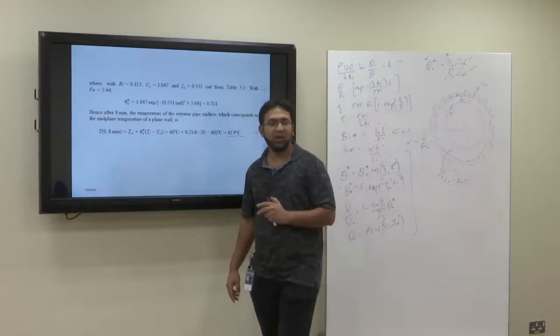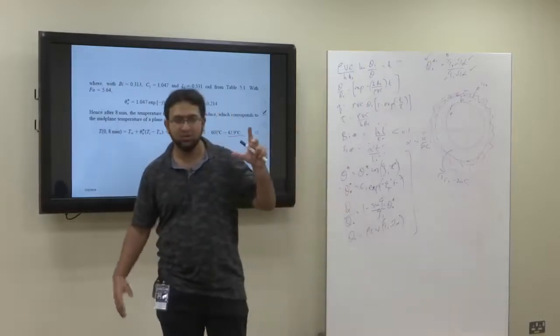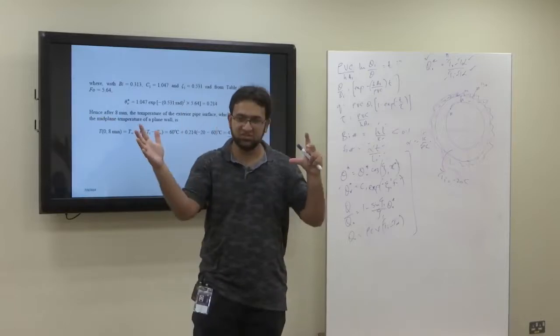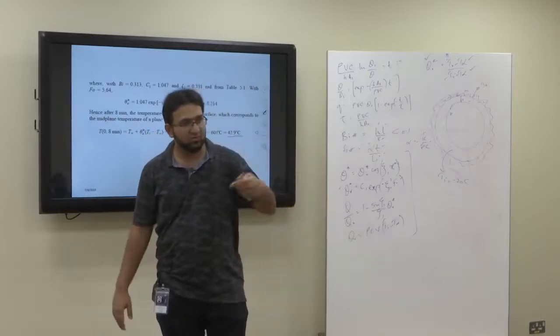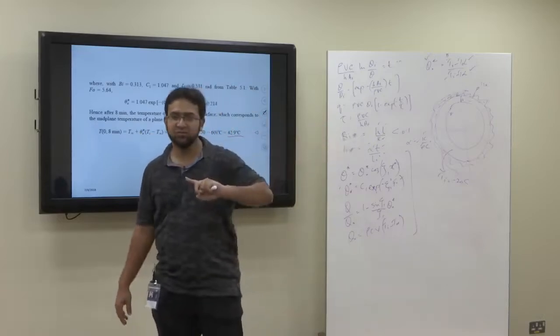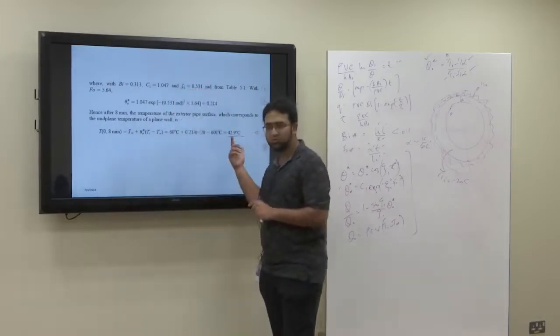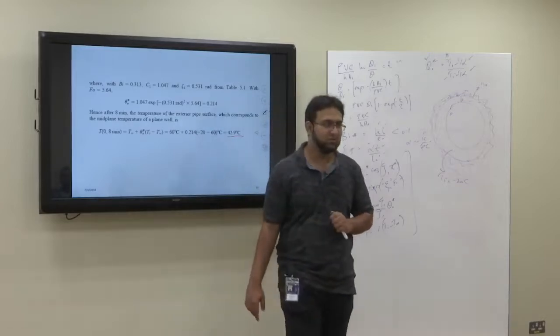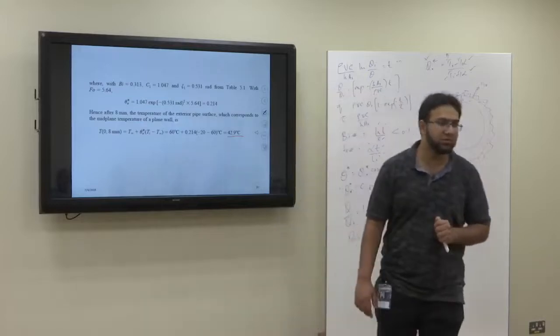Okay, so we had the pipe initially at minus 20. We started oil to make flow through it. The oil is at 60 degrees. So the temperature of the pipe will rise, and the outer surface of the pipe after 8 minutes will be at a temperature of 42.9 degrees centigrade. Is it clear? That was the second part that we wanted to solve.